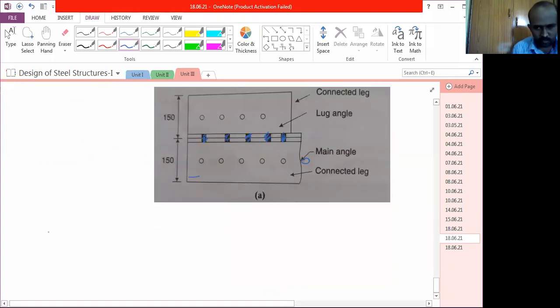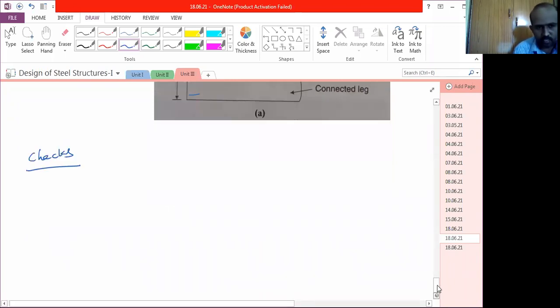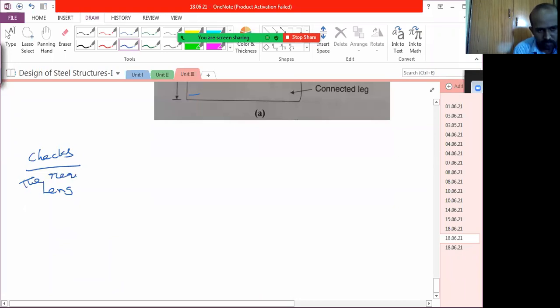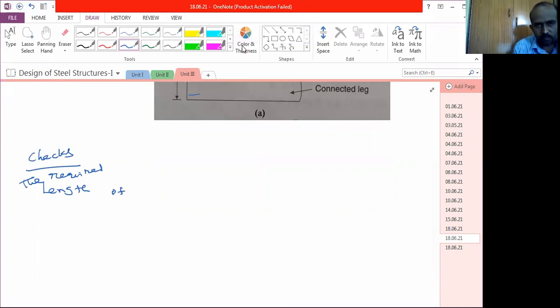Now we do some checks. Only one check is there, we can finish it within 5 minutes. What check is needed? The length of the gusset plate is required. First of all, we shall check whether it comes within less than 340 mm. The required length of gusset plate.